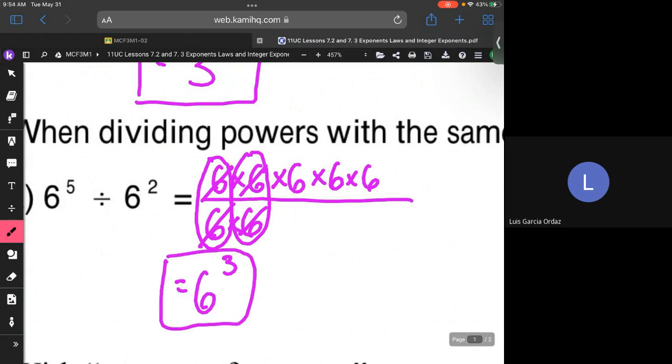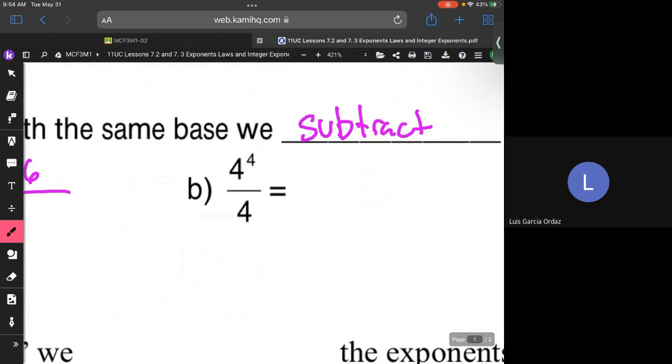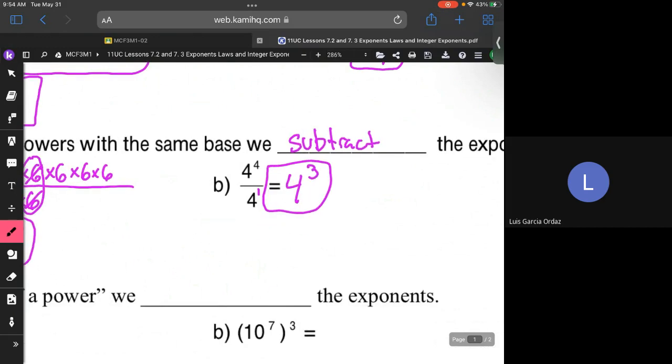Like I'm teaching my grade 9 unit 1 again. And Jade, what would the next one be? 4 to the power of 4 divided by 4 to the power of 1. Yep, 4 to the 3.